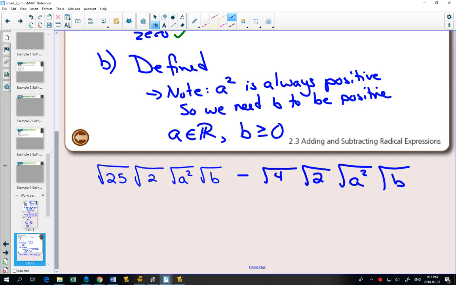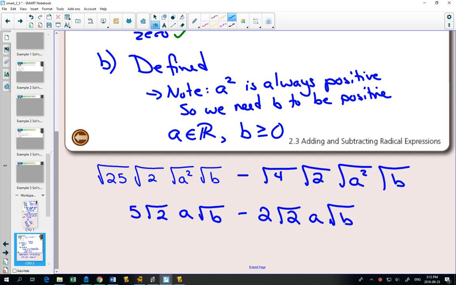So some of you might feel like you're really good with your numbers, and you could go right to this next step. Okay? Square root of 25 is 5 root 2. I'm going to make a small mistake. See if you can figure out what it is afterwards. And this 2 root 2, and square root of a squared is a root b. It's a very tiny mistake, and it's really hard to see.